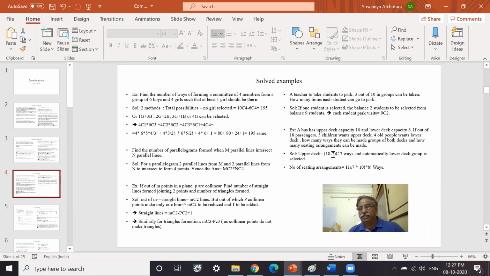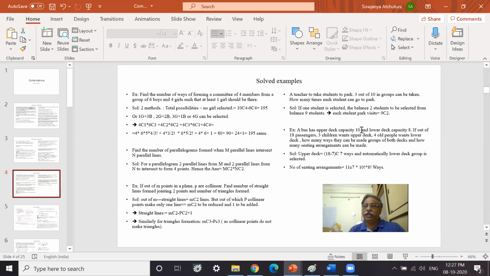So if I make 11C7 arrangements, 11C7 groups, automatically the balance will go to my lower deck. Lower deck will be filled up. So how many ways can I fill this? 11C7 ways. Because 3 plus 4 are already fixed. 3 children upper deck, 4 lower deck are fixed. 7 are fixed out of 18. 11 are left out. Out of 11, I have to select the balance 7 here.